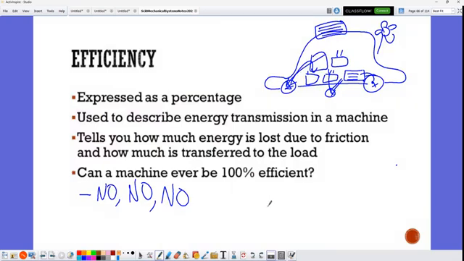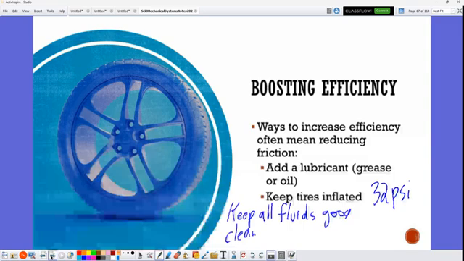Can a machine ever be 100% efficient? Nope. If you do your efficiency calculation and you end up with more than 100% efficient, you put your numbers upside down. When I do an efficiency calculation, I just go small divided by big times 100. How do we increase efficiency? We could add a lubricant, so grease or oil. On a car, we could keep our tires inflated so that there's less contact with the road. We could also make sure we change all our fluids so that there's less friction within the engine.